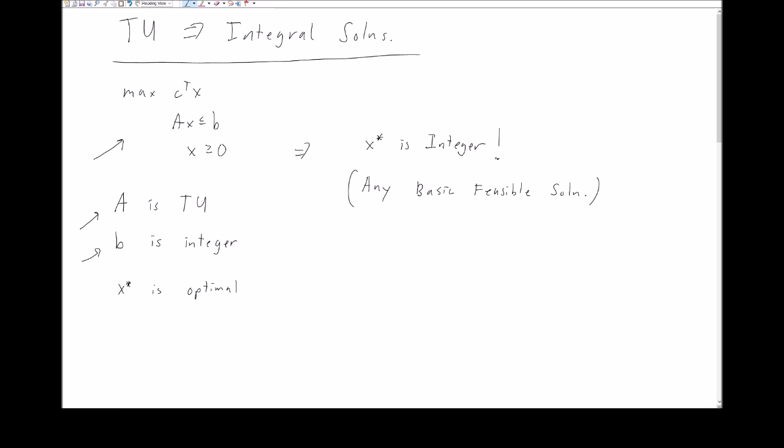The optimal solution we'll call x star. What we're going to prove is that x star is going to be an integer solution under these conditions. And actually, we're going to prove something stronger. We're going to show that any basic feasible solution to this linear program is going to have integer solutions. Because we were able to model flows as a linear program with a totally unimodular constraint matrix, this is going to imply that flows also have integer solutions.